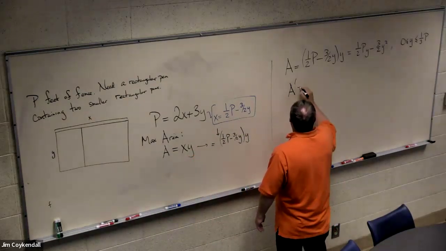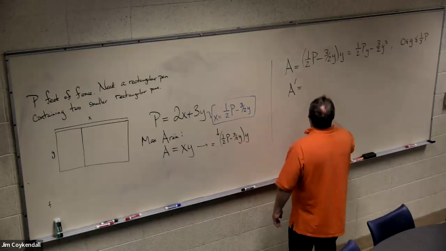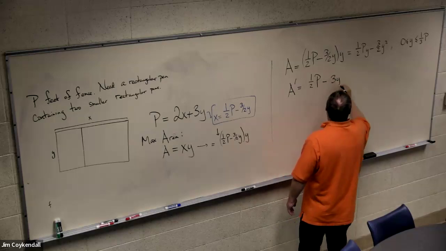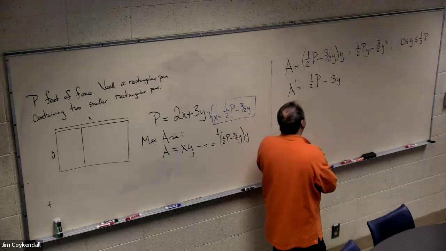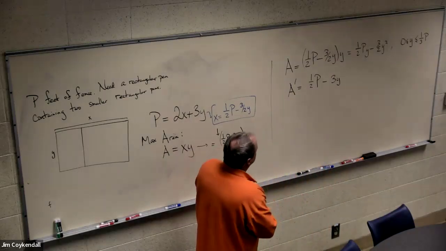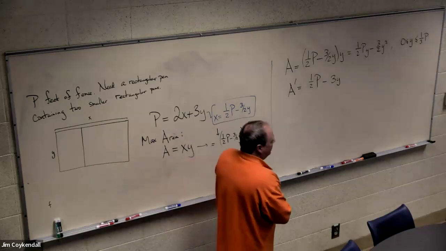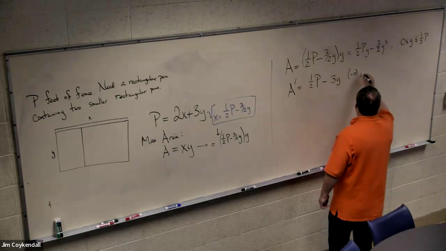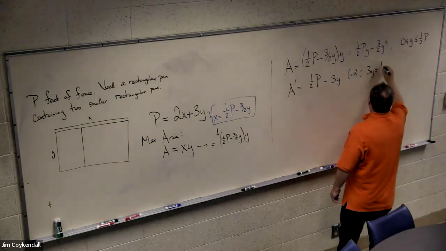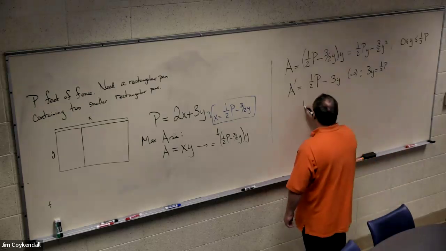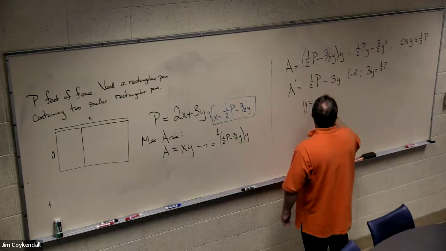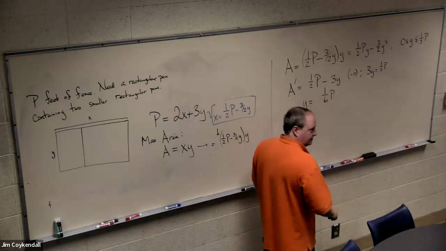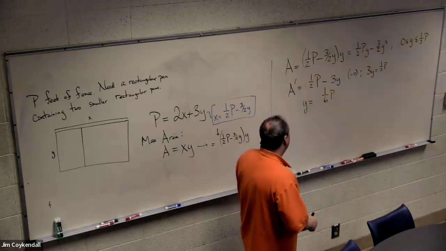So now you take the derivative and I get 1/2 P minus 3y. I set that equal to 0. I get 3y is equal to 1/2 P, and I get y equals 1/6 P. Now all you've got to do is check.